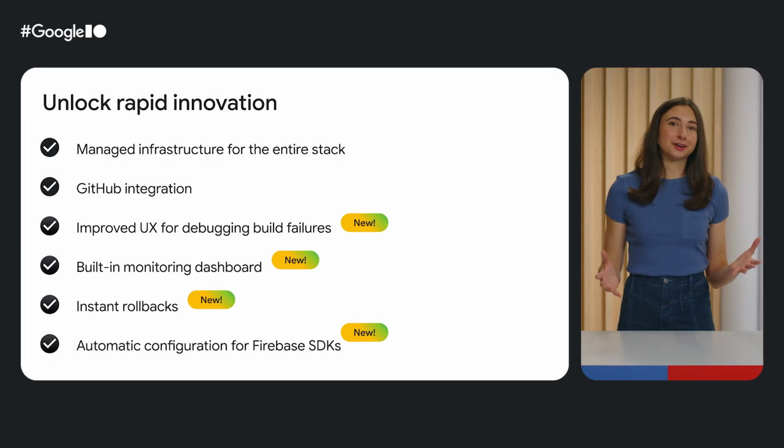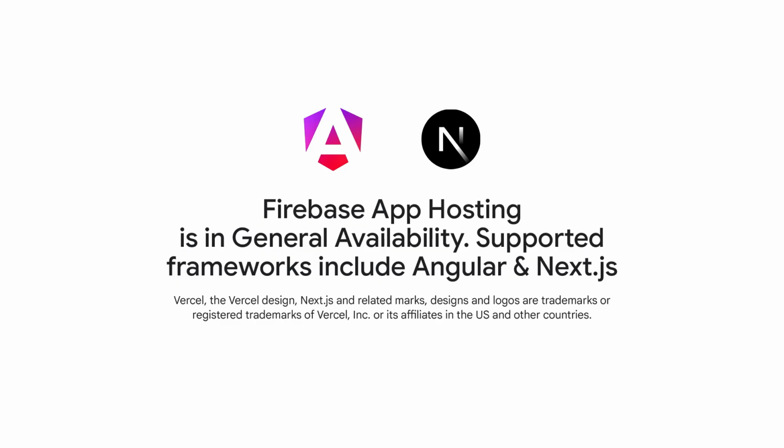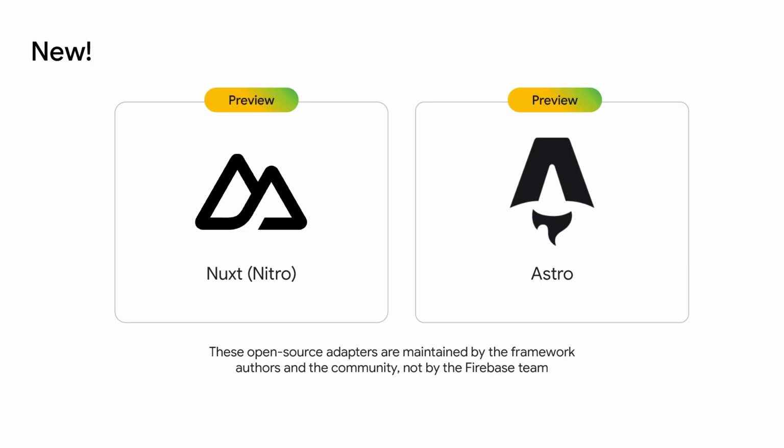But that's not all that's new. We're excited to share that Firebase App Hosting is in general availability with support for Angular and Next.js. Being GA means App Hosting is ready for production use. And guess what? You can now deploy Nuxt and Astro apps to App Hosting as well. These framework integrations are in preview.